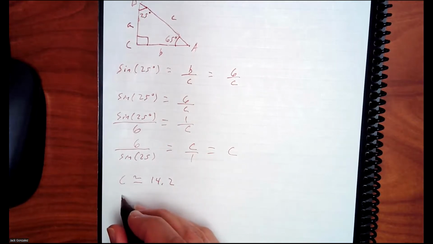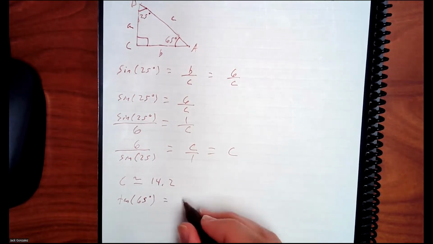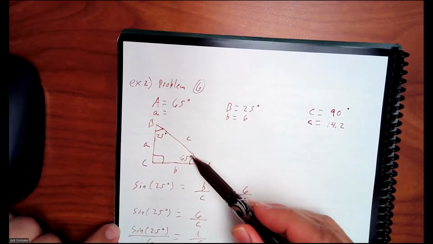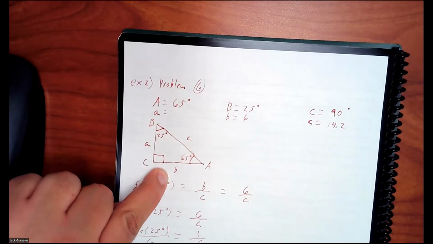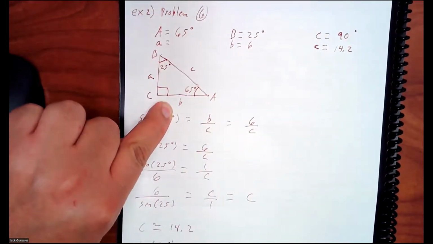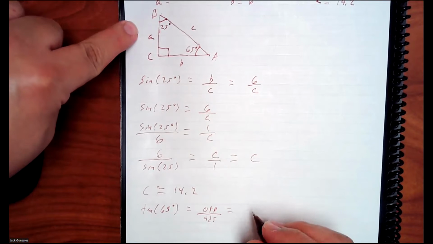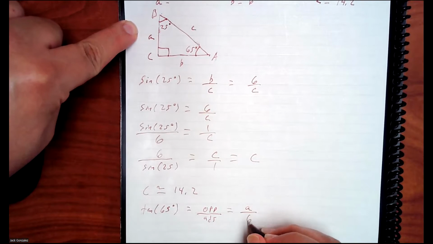So what we could do is say tangent of 65. I'm choosing this just because it doesn't matter what you choose, really. That's equal to opposite over adjacent. So look at the triangle. 65 is here. Opposite is A over adjacent. So that would be equal to opposite over adjacent.